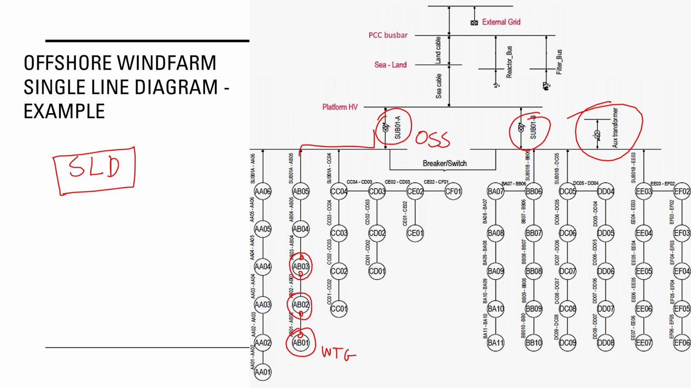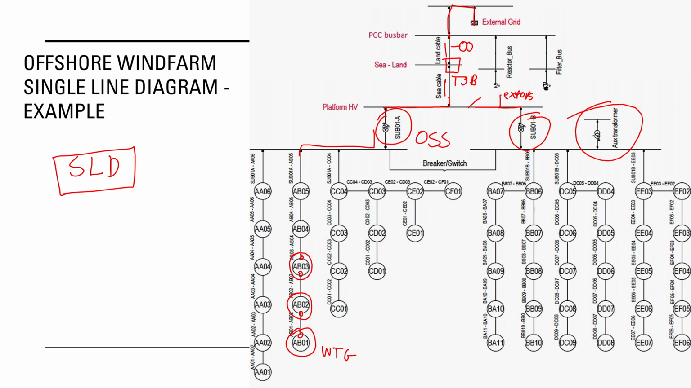Now, the thing it's not showing you is there will also be a breaker between the output of the 2 transformers, and there'll be 2 export cables, and this one's only showing 1. Not only that, but you can see here where the sea cable meets the land cable, there's a transition joint bay, but there is no onshore substation shown. It's just going directly into the external grid.